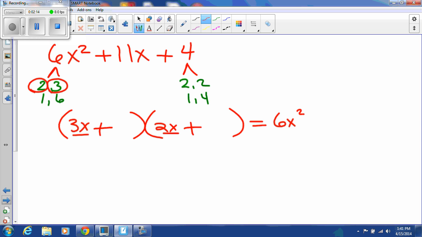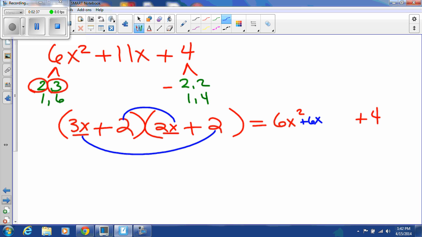For the last term, I can use 2 and 2 or 1 and 4. I'm going to use 2 and 2. I know this will give me the correct last term of 4, but when I check my multiplication, 3x times 2 is 6x, and 2 times 2x is 4x. This gives me a middle term of 10x. I need a middle term of 11x. So I need to guess two different factors.